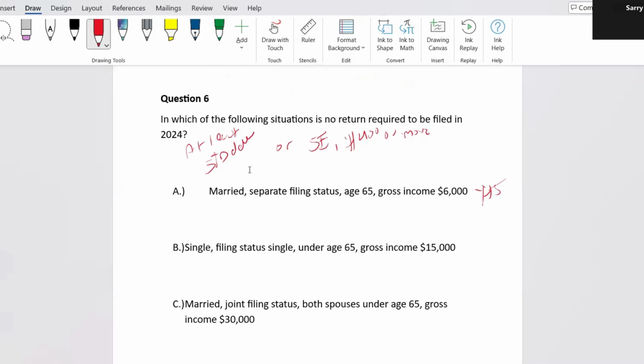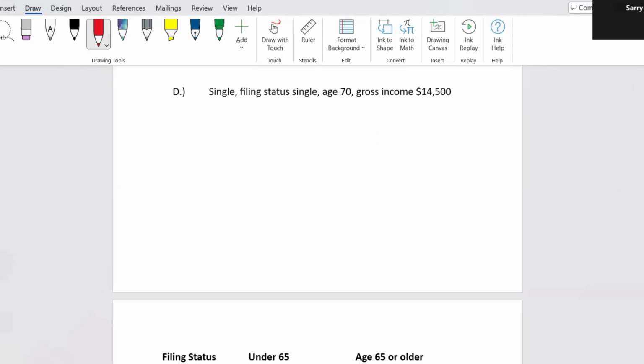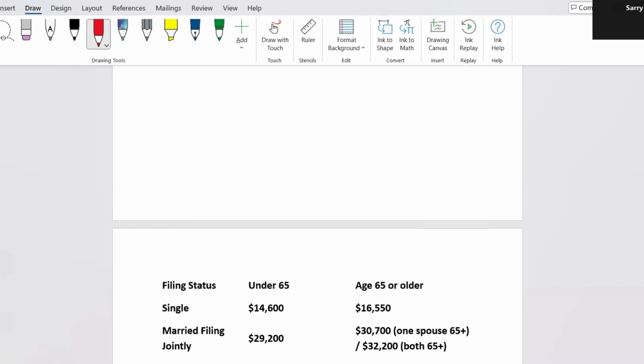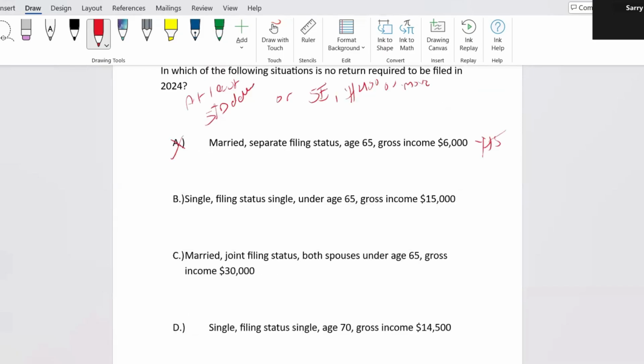The question is asking you, in which of the following situations is no return required? There is a return required for A, so we eliminate this one. Option B, single filing status. This person is single, under 65, gross income is 15,000. I believe the standard deduction for under 65 is 14.6. Yeah, it's 14.6. And then this person makes $15,000. So they're above the standard deduction, which means they are required to file a tax return.